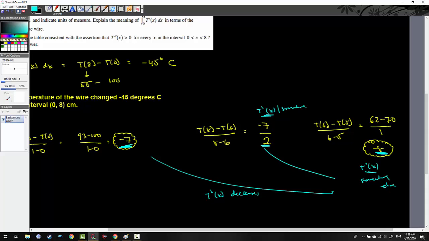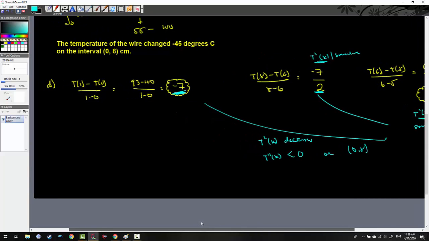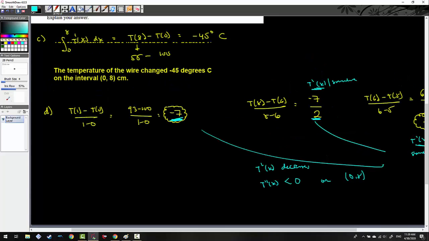And if T prime of x decreases, that means that T double prime of x has to be less than 0 on 0 to 8. And the theorem that allows me to say that, and we usually think about this theorem in a very specific kind of way. We think about it in terms of finding exact values. But in this case, the theorem they want us to use is the Mean Value Theorem.